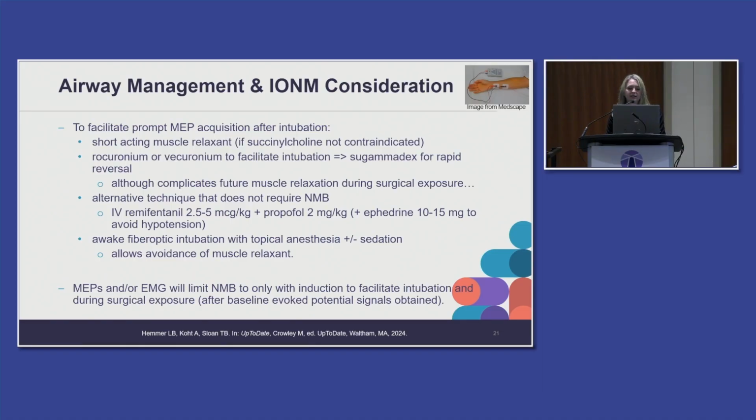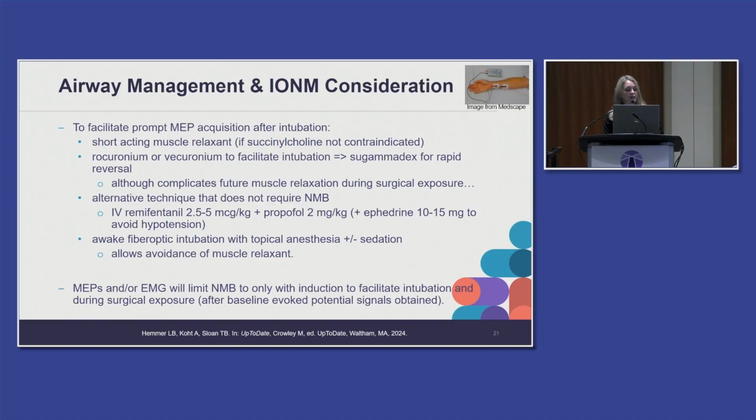So in these cases, to facilitate that monitoring, the short-acting muscle relaxant succinylcholine is ideal if it's not contraindicated. Oftentimes, if there's weakness present or other issues, it's going to be contraindicated in these patients. Aminosteroid neuromuscular blockade that can then be reversed with sugammadex also works, although with consideration if that's going to complicate your future relaxation needs. After you position prone, you'll get your baseline signals at that time. And then if it's a significant surgical exposure, the surgical team would likely appreciate some more neuromuscular blockade. So you'll want to consider that if you're going to be reversing with sugammadex.